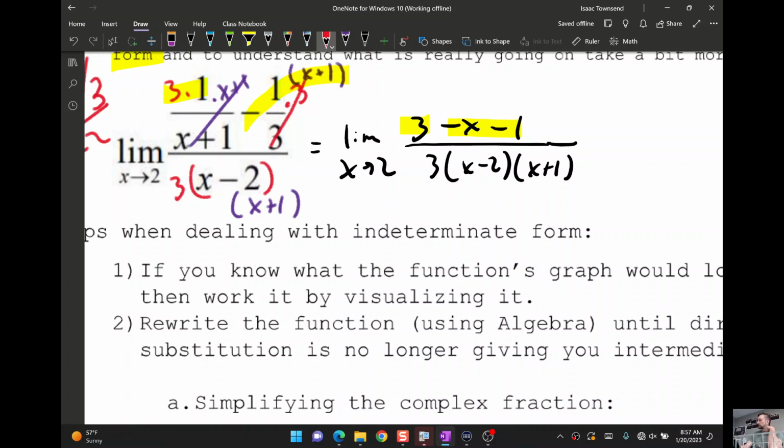Now to finish this, some of these are quicker and easier than others, but similar skills to what we've been doing. So when I look at this, I'd say, well, I could at least combine like terms and say 3 minus 1 is 2.